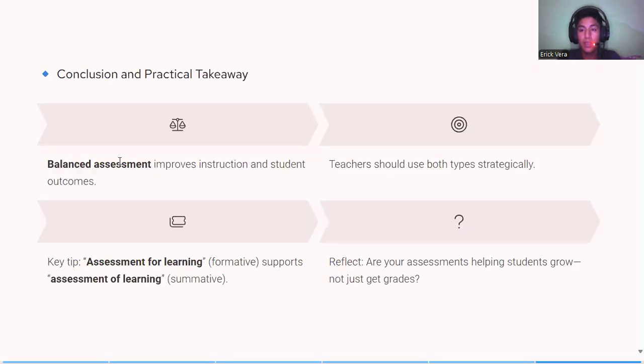It is important to use a balanced assessment that improves the instruction and student outcomes. We, as teachers, it's necessary to use the above strategically. The above assessments help students to grow and give evidence about their grades.